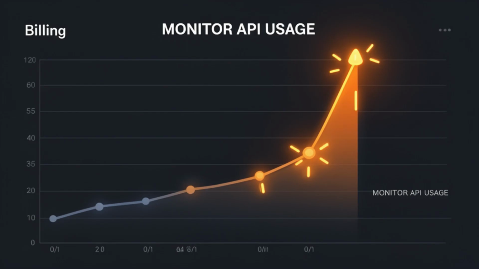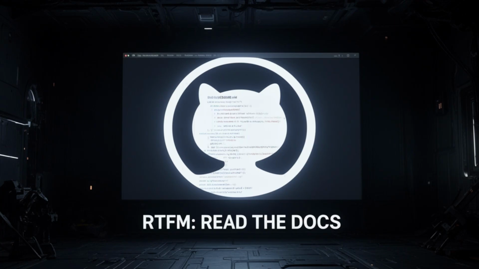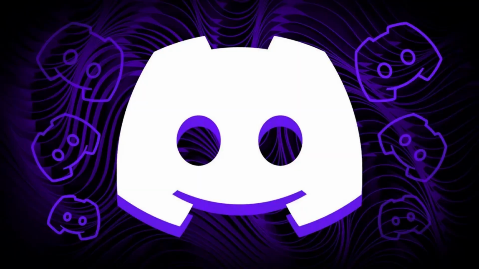Another mistake is not monitoring API usage. Check your dashboard regularly. Watch your token consumption for spikes. Documentation is your friend. OpenClaw has excellent docs on GitHub. The community has also created countless guides. Use them. Speaking of community, join the Discord server. Seriously, it's where thousands share tips and troubleshoot together. Everyone started as a beginner.